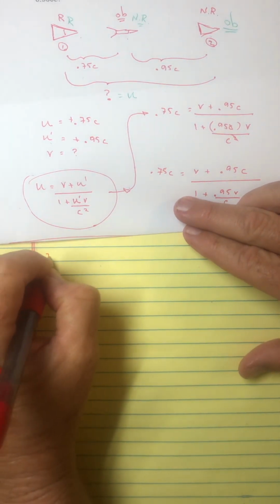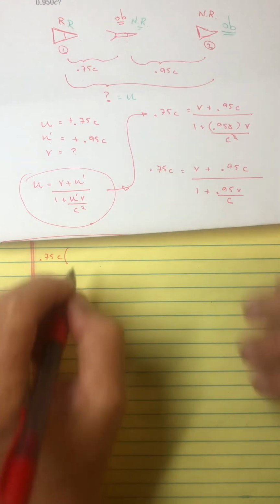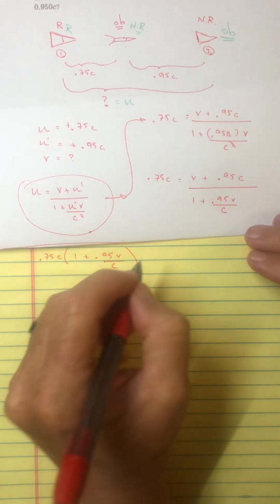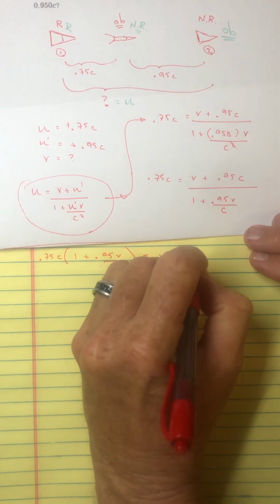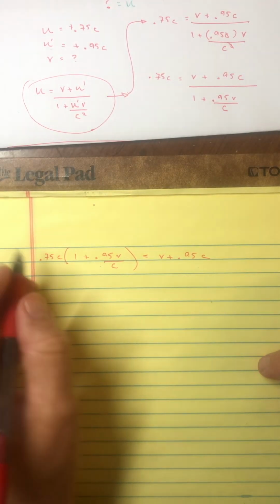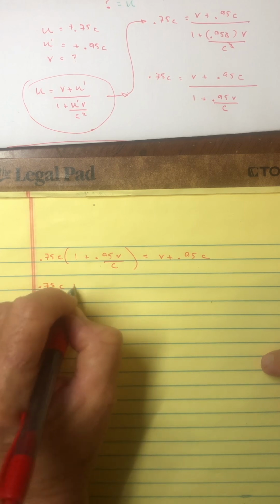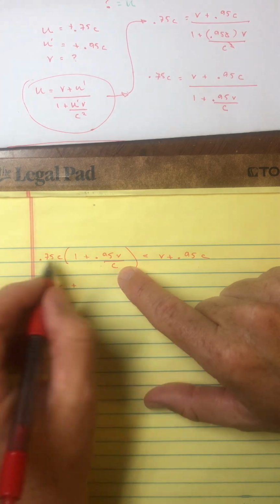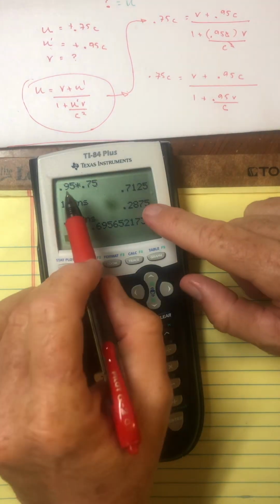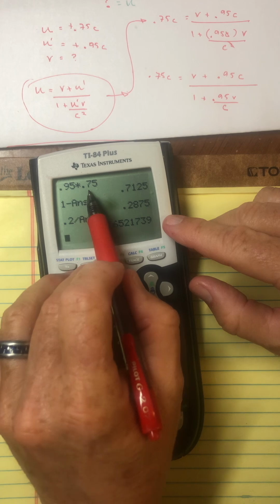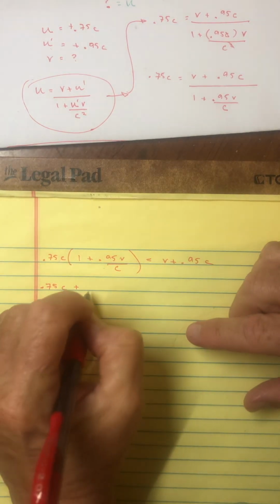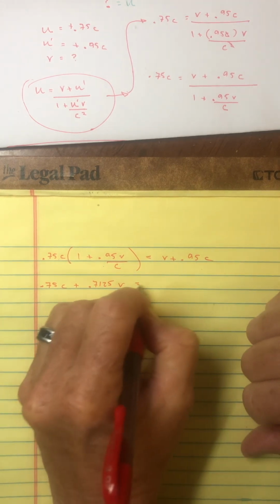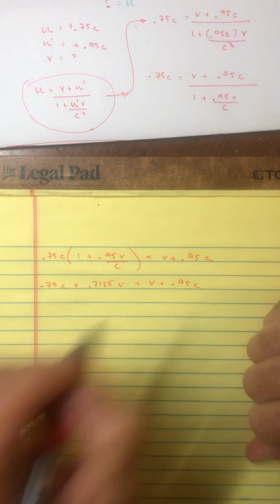Maybe jump to a clean page here. But I'll take the 0.75c and move the denominator over, 1 plus 0.95v over c, and then v plus 0.95c. Do a distributive property, 0.75c plus, and then when we multiply that out, the c's would end up canceling off. And we would have that same product of 0.95 times 0.75, which is 0.7125, and then a v equals a v plus 0.9c.